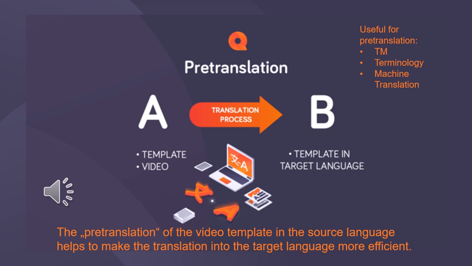The next step is what I would like to call the pre-translation. It helps to make the translation into the target language more efficient. Useful features for the pre-translation can be translation memory, terminology, or machine translation. During the pre-translation, MemoQ automates the first part of the translation to create a rough translation, which a human translator will afterwards edit and improve.